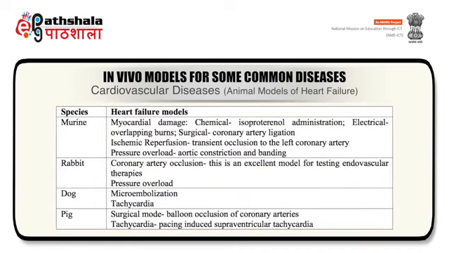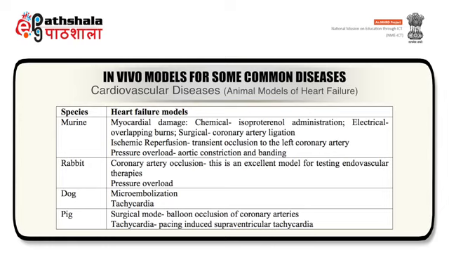The animal models currently used to study heart failure depend on the type of species used. Like for the murine, we use the myocardial damage which can be induced by chemical, electrical or surgical measures. Next is the ischemic reperfusion and the pressure overload.